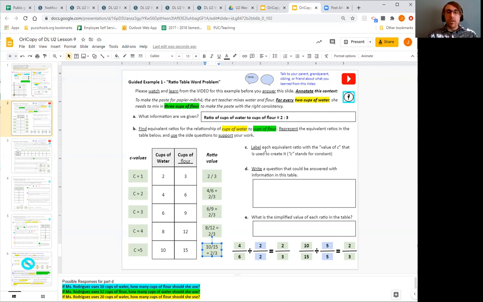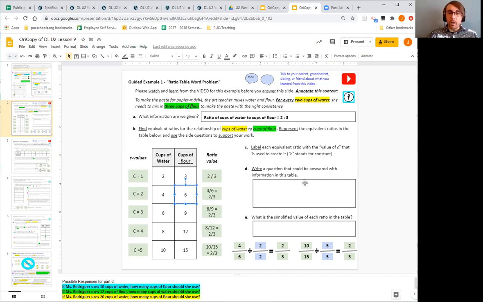Now what we're going to do is make sure that we've done everything we can and then kind of wrap up the problem. So the first thing is part C says to label each equivalent ratio with the value of C that is used to create it. C stands for constant, or like unchanging. So this is the constant number that made this ratio from the original. This is the constant number that made this one, because you use the same number both times. That's what makes it constant. You didn't change the number when you multiplied. You multiplied both of the original numbers by 2, both of the original numbers by 3, and so on. So we've already done that.